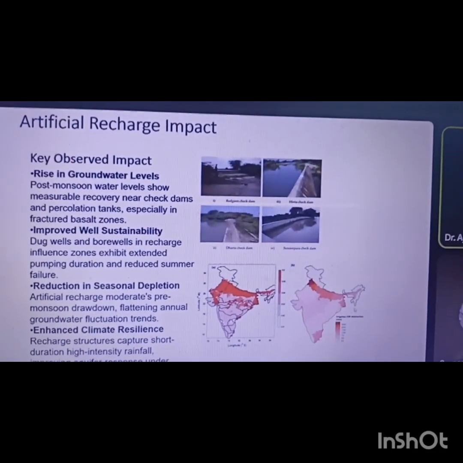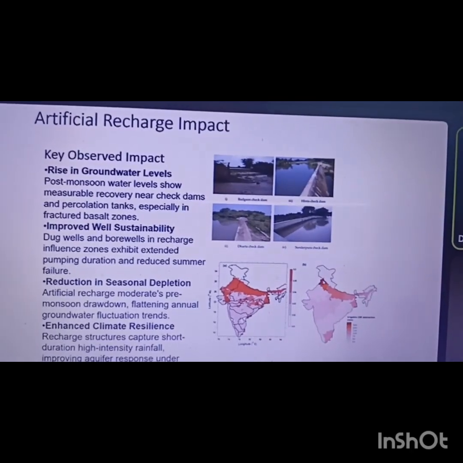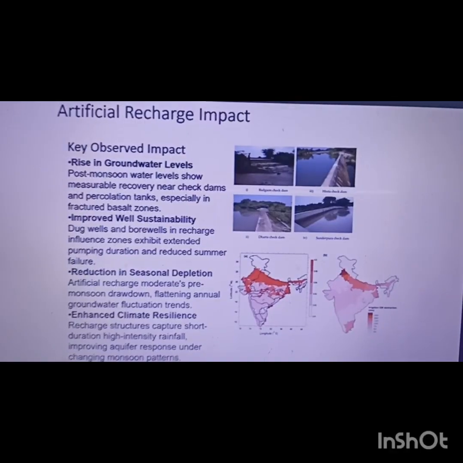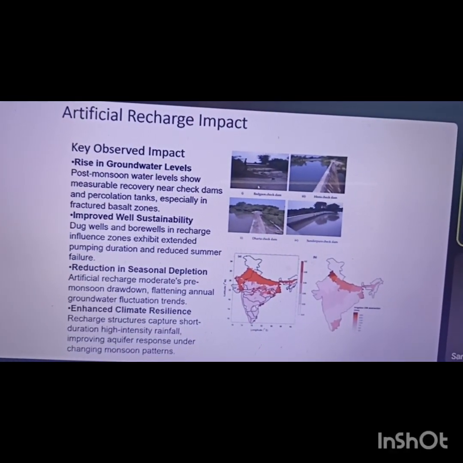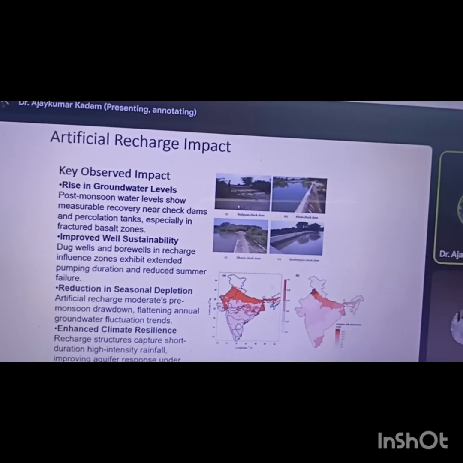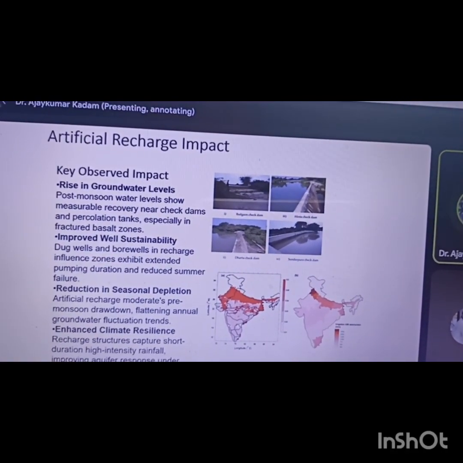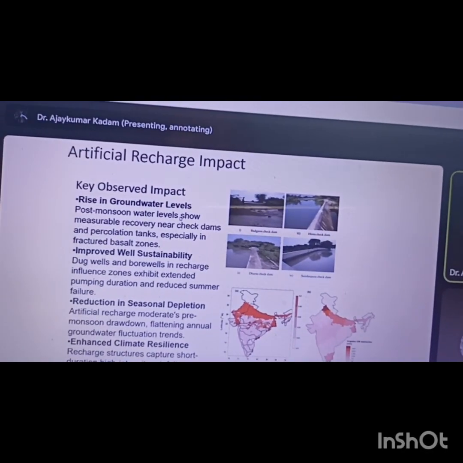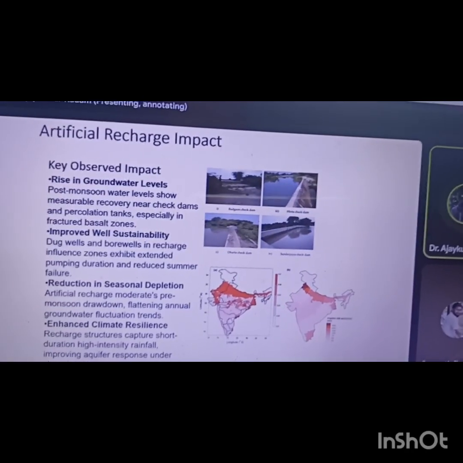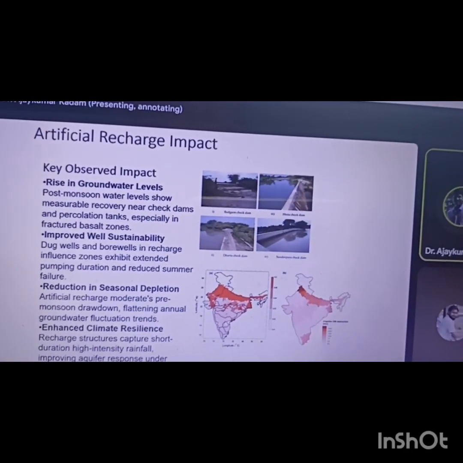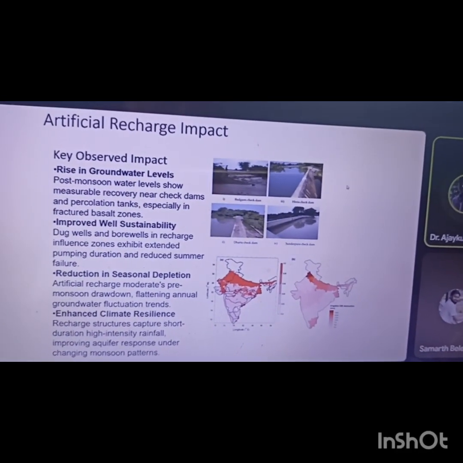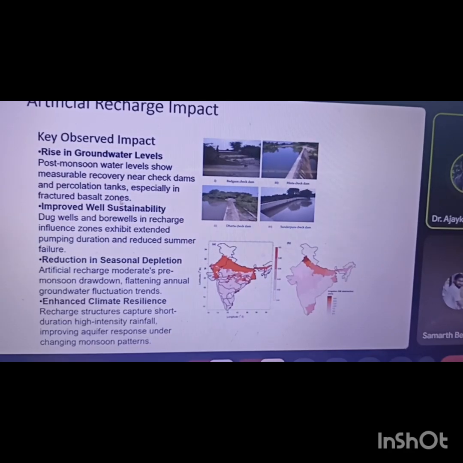Whenever irrigation canals flow through an area, the resultant will be higher recharge in that area. This can also be observed with the help of the rise in the groundwater level. All these mappings and studies show that the rise in the water level, that is the post-monsoon water level, shows a measurable recovery near the check dams and percolation tanks, especially in fractured zones.